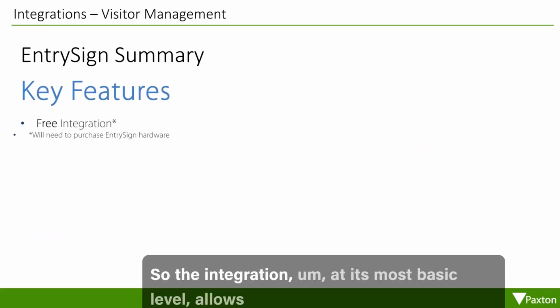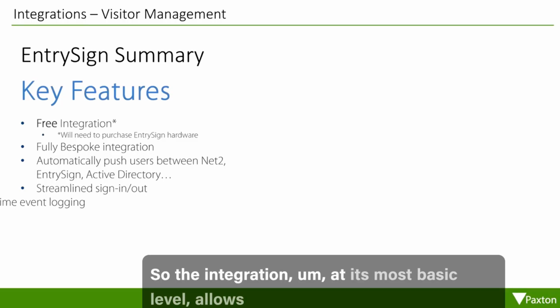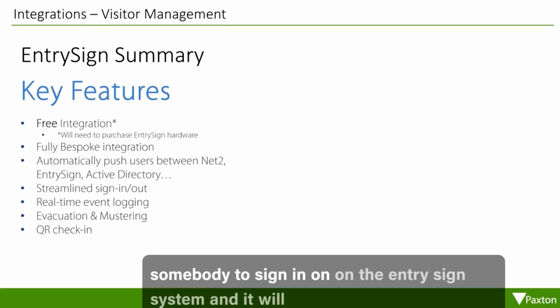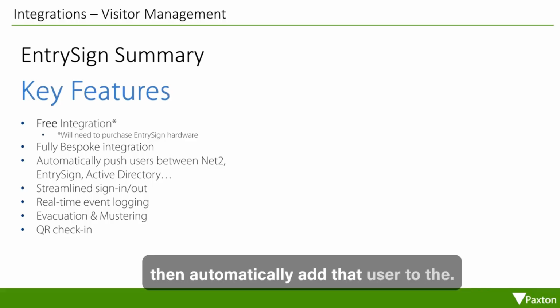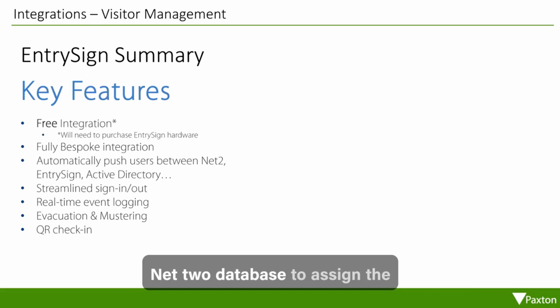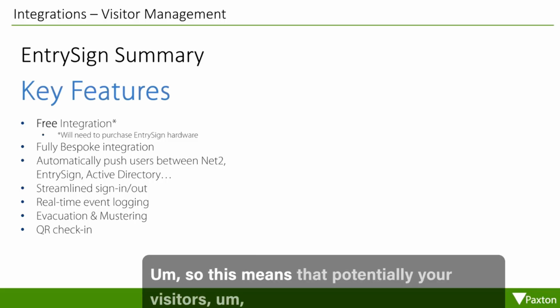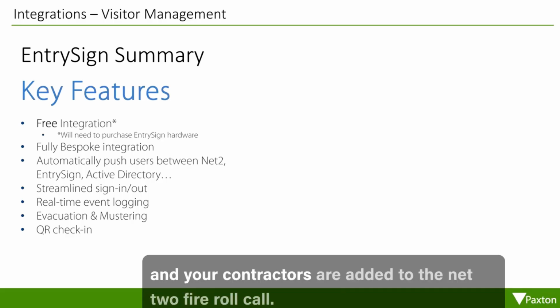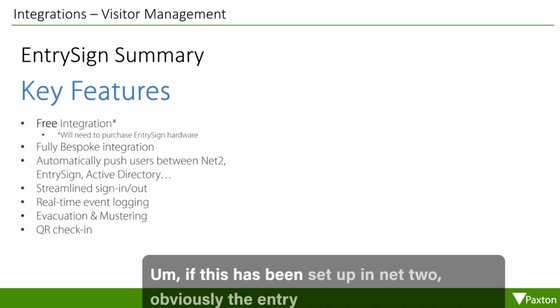So the integration at its most basic level allows somebody to sign in on the entry sign system. It will then automatically add that user to the Net2 database to assign the appropriate access levels of where they can go in the building. So this means that potentially your visitors and your contractors are added to the Net2 fire roll call, if this has been set up in Net2, obviously.